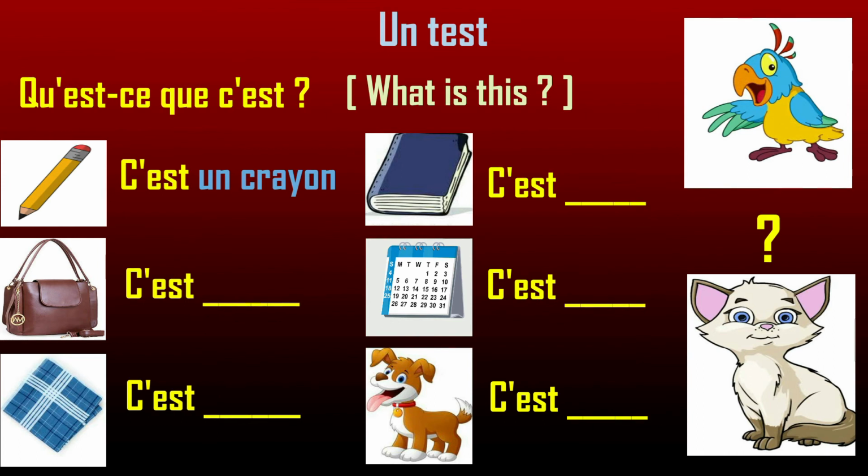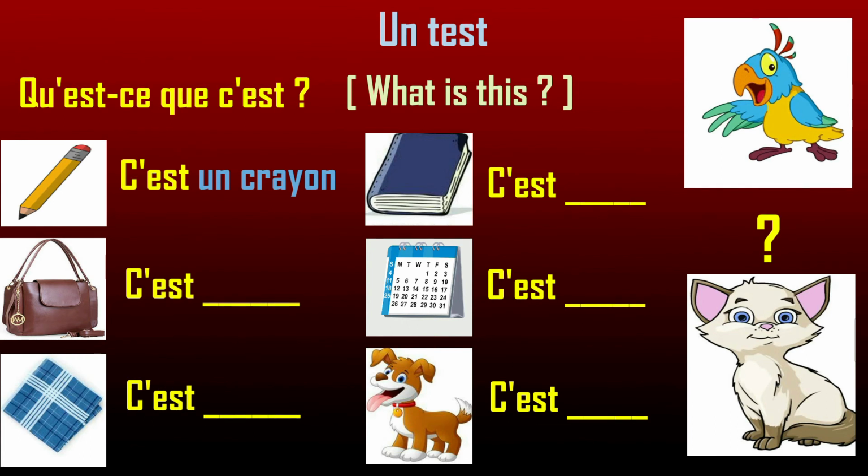What is handbag in French? You must write. Third one, kerchief. Textbook, calendar, dog. And the bird and cat, you must write, this is a bird. C'est un crayon means this is a pencil. So you must write for bird and cat, this is a bird. This is a cat. That's how you must write. A small test.